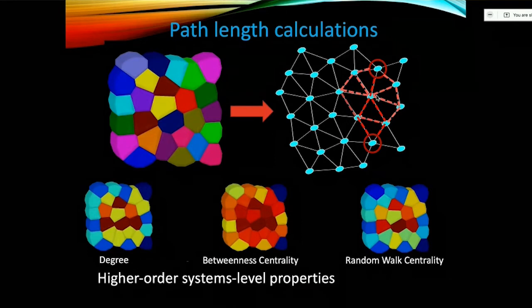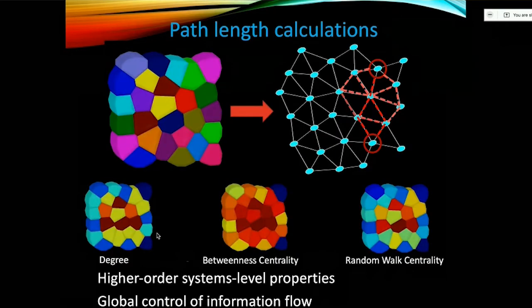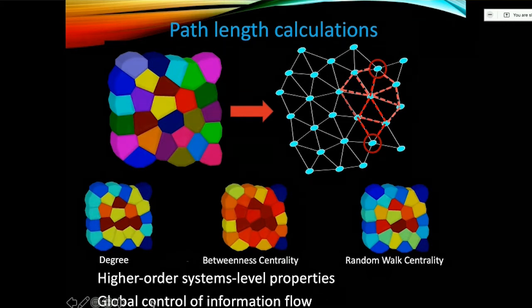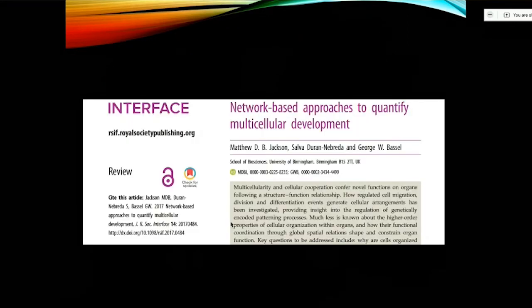Right, so these are higher order system level properties as opposed to degree, which is a local property. So these betweenness and random walk centralities are controlling the global flow of information across tissue. So if you want information to go from one bit of the tissue to the other, they would follow shortest paths, and these high centrality nodes of betweenness and random walk would be controlling the movement of these molecules. And if you'd like to read more about this, this is a paper we published some years ago in Interface.